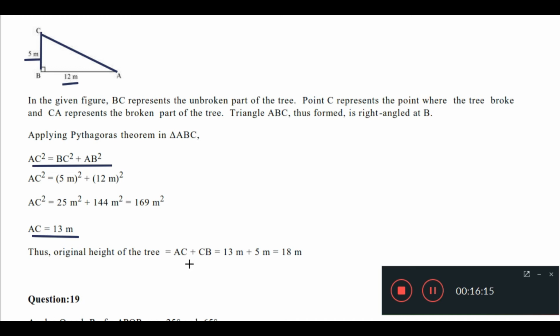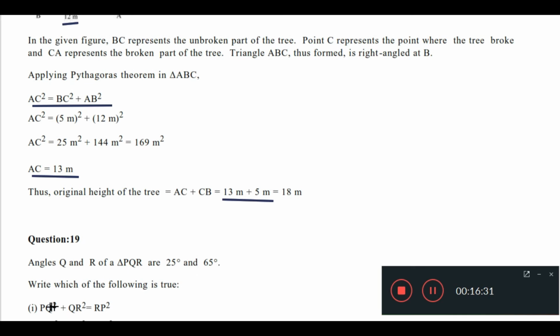How? The broken part is 13 meter and the part remaining on the ground is 5 meter. So 13 plus 5 is equal to 18 meter, which is our answer.